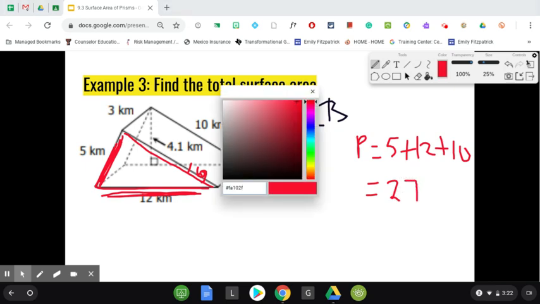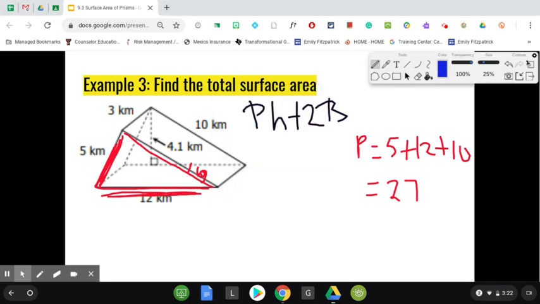Next, we want the height. Remember that the height connects the two bases. So the height is going to connect this front triangle to the back triangle. So this is a height. This is also a height. This is also a height. Those three lines connect the two triangles. So that's our height. So our height, you can see right here, will be 3. Okay, and then I just need the area of the base.